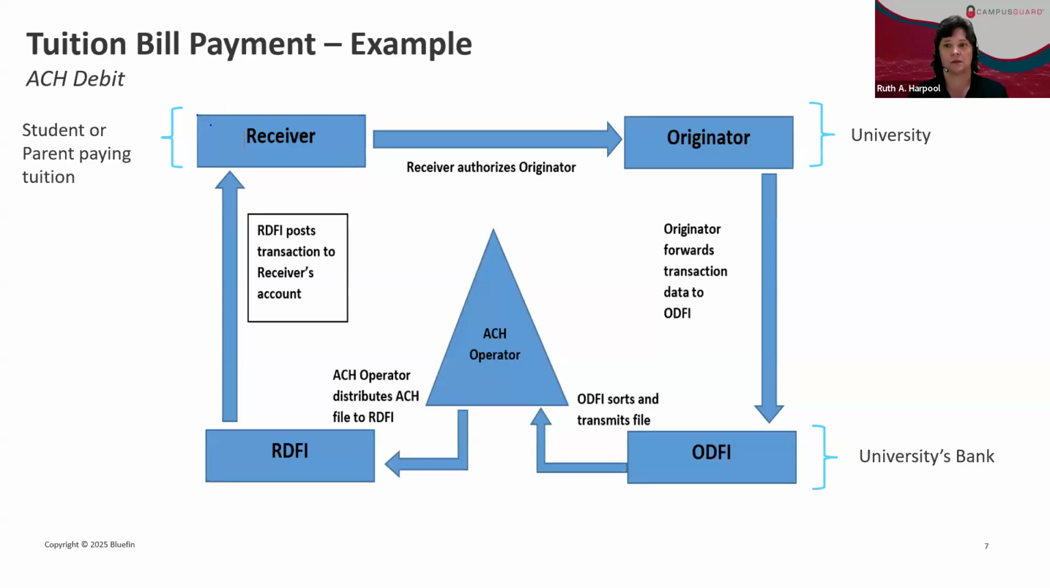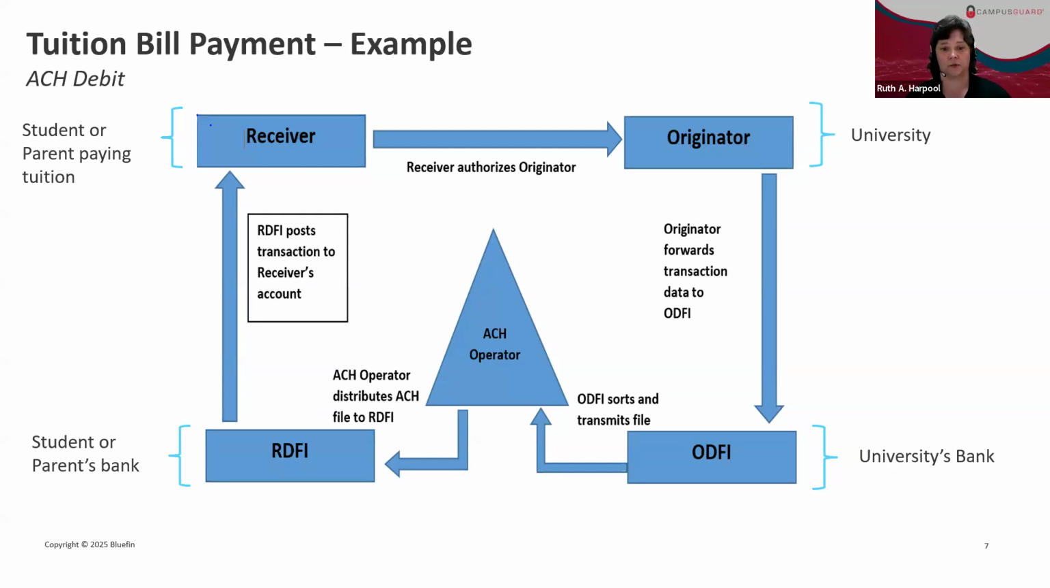To the ACH operator. The ACH operator is the Federal Reserve or the clearinghouse. There are two operators in the United States, the clearinghouse or the ACH or the Federal Reserve. The Federal Reserve then parses that data and sends it to the appropriate receiving depository financial institution. In other words, the bank of the student or the parent.